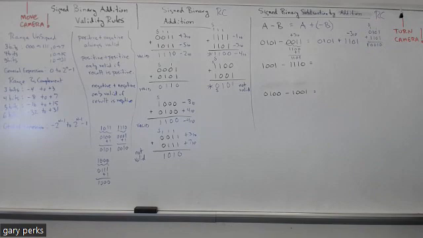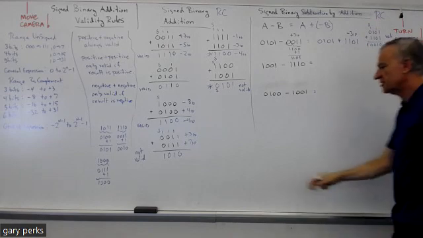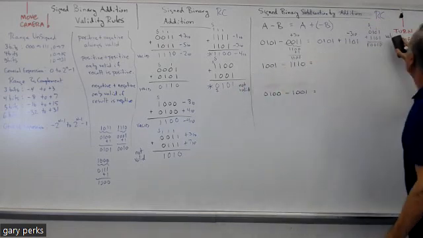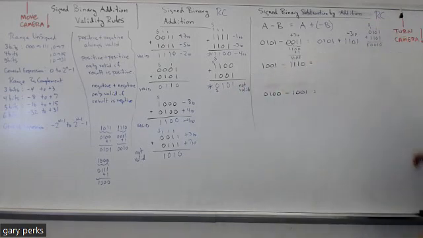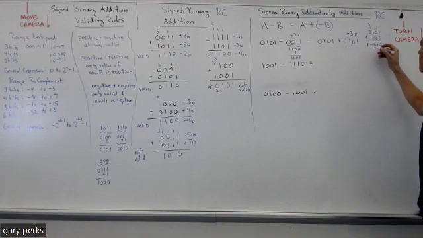So is this valid? Yep, always valid because I'm adding a positive to a negative. So it's always valid. So this is valid. We'll put it right here, valid.